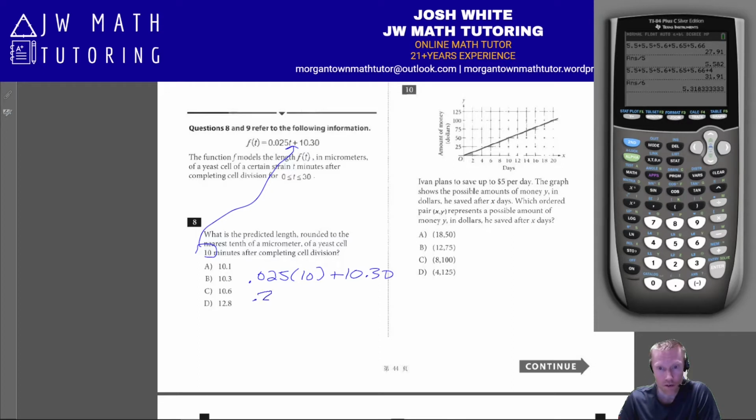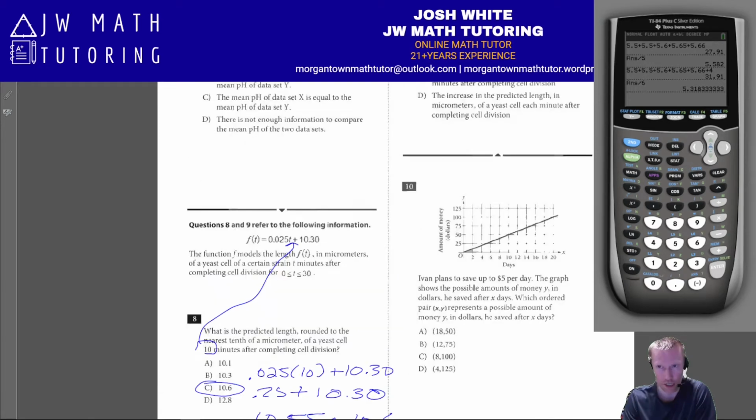So we're just going to have 0.25 plus 10.30, and that should just come out to 10.55, but notice that just gets rounded up to 10.6, because the problem says rounded to the nearest tenth of a micrometer. So the correct answer is letter C, and that's it. You're just taking 10, plugging it in for T in this problem, working it out. No other work is needed.